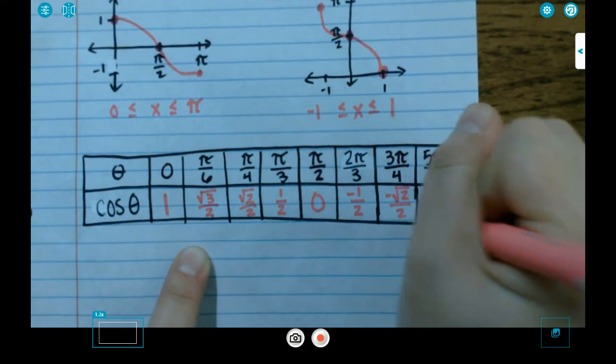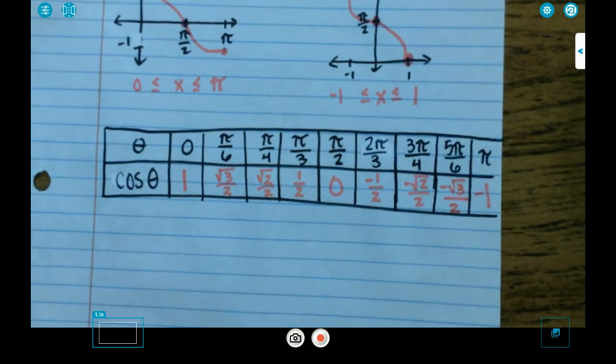Okay, I want to show you guys here. You keep writing those down. I'm going to pull up a unit circle because I want to show you guys these points on a unit circle.